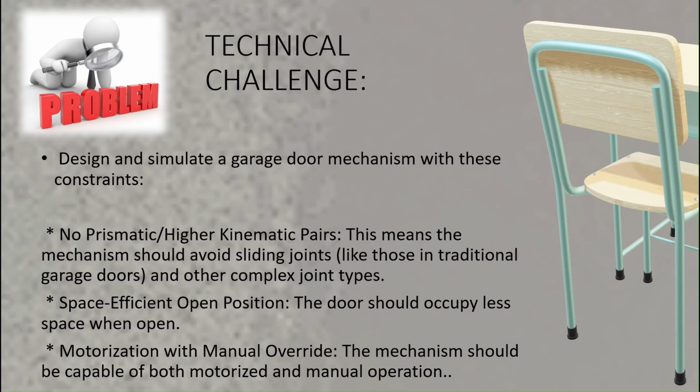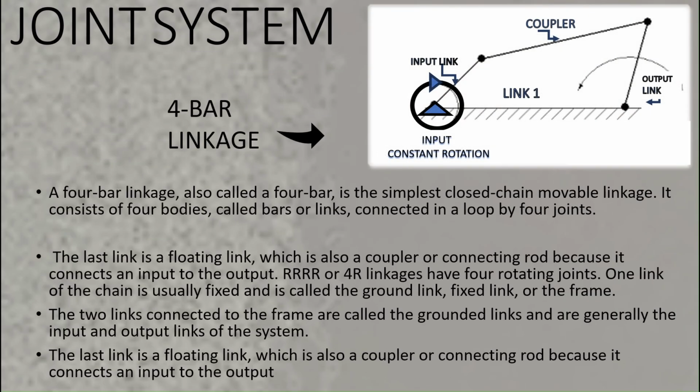Joint system. The 4-bar linkage, also called a 4-bar, is the simplest closed chain movable linkage. It consists of 4 bodies called bars or links connected in a loop by 4 joints. 4-bar linkages have 4 rotating joints. One link of the joint is usually fixed and is called the ground link, fixed link or the frame.